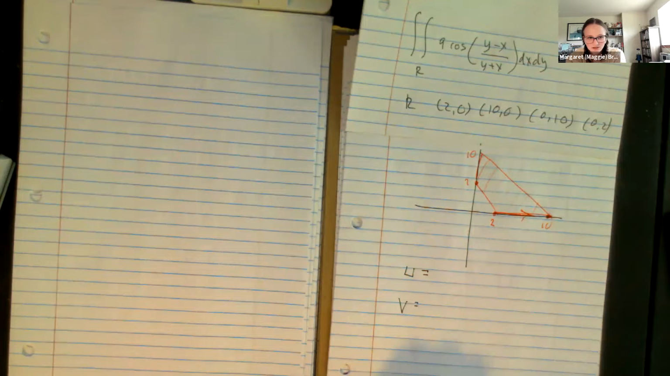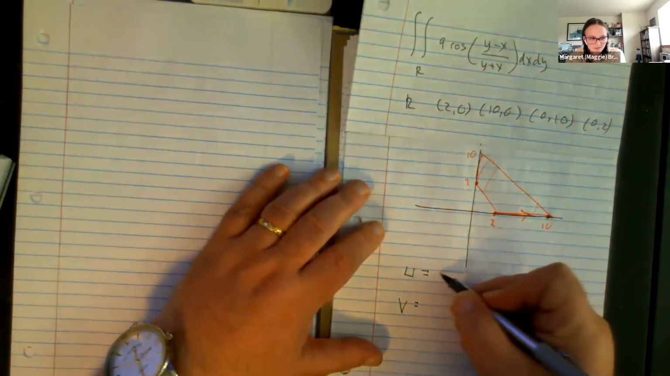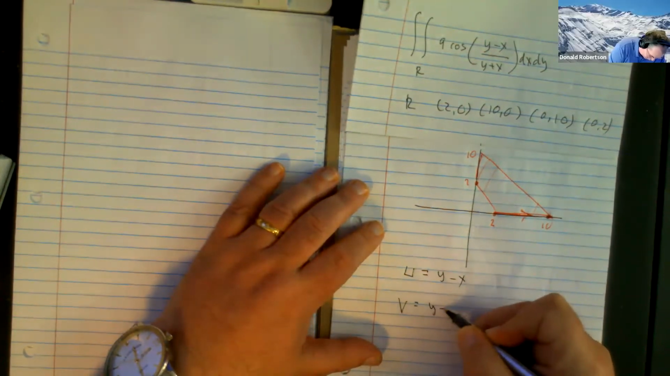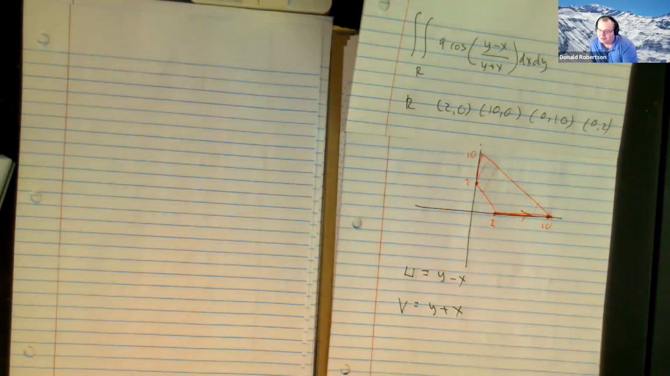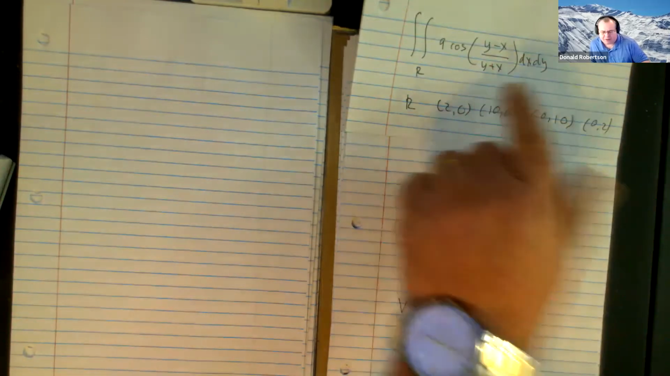Would it be y minus x and y plus x? In a perfect world, shouldn't that be the most obvious use of u and v? Agreed? It's the right use of them. Right? I'll make this up.